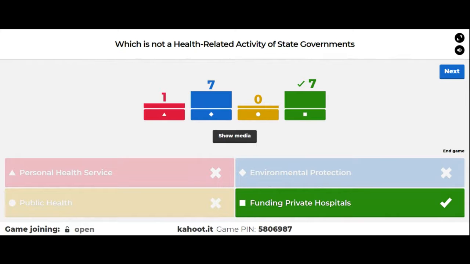Okay, I see where we might have gotten thrown off just a little bit here. The answer is funding private hospitals, because a state's main purpose isn't to fund private hospitals. Maybe through some means they might give them money, but that's not what I'd consider health-related activity. Environmental protection is not a correct answer because it falls under things like public health, preventing natural disasters. So that is a health-related activity in state government.